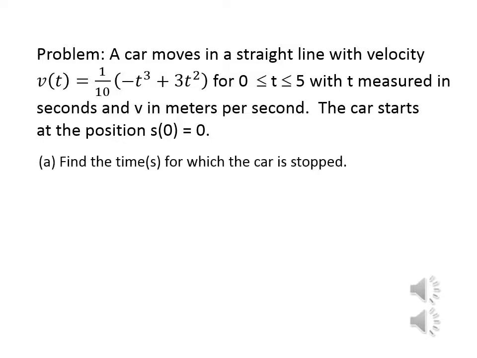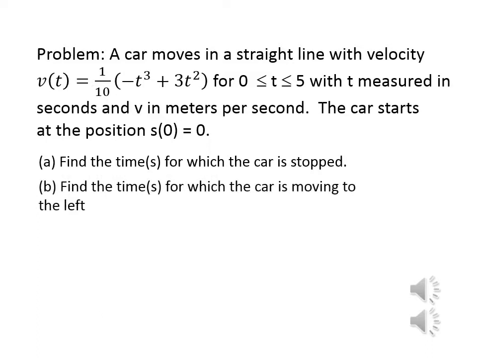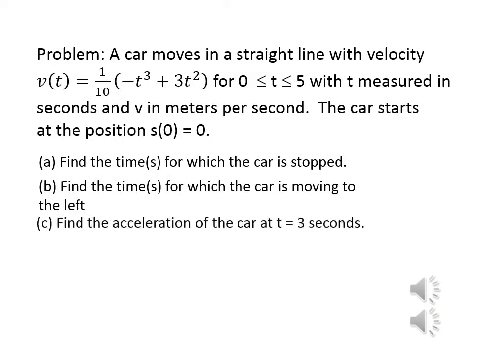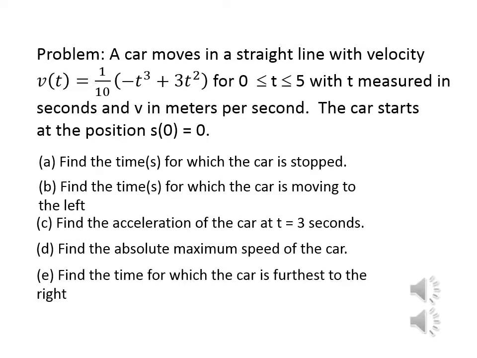A. Find the times for which the car is stopped. B. Find the times for which the car is moving to the left. C. Find the acceleration of the car at t equals 3 seconds. D. Find the absolute maximum speed of the car. And E. Find the time for which the car is furthest to the right. Let's take each of these questions in turn.